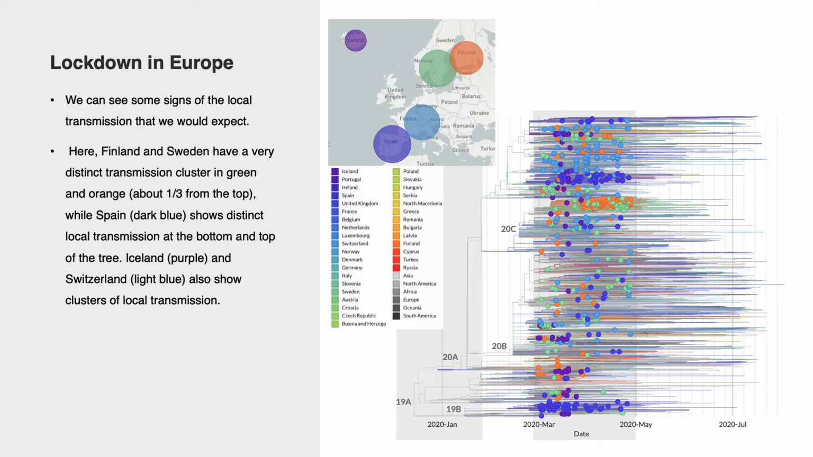However, we can see some signs of the local transmission that we would expect. Finland and Sweden have a very distinct transmission cluster in green and orange, about 1/3 from the top, while Spain, dark blue, shows distinct local transmission at the bottom and the top of the tree. Iceland, in purple, and Switzerland in light blue also show clusters of local transmission.